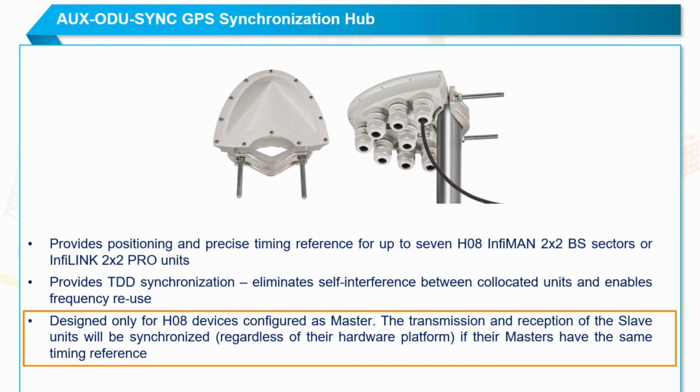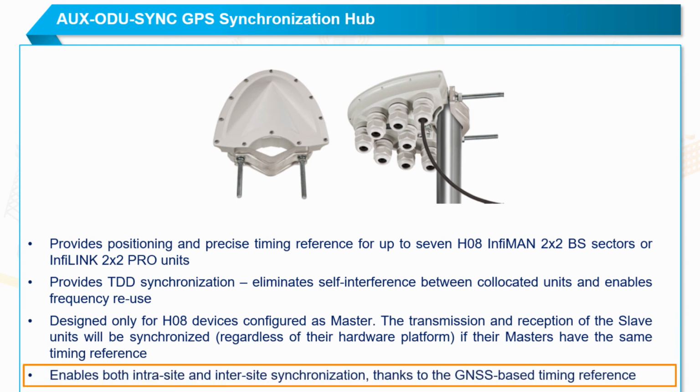Please note that the synchronization unit is designed only for H08 devices configured as master. The transmission and reception of all the CPEs or slave units will also be synchronized regardless of their hardware platform if their base stations or master units have the same timing reference. The timing reference of the auxiliary audio sync devices is GNSS based, so that you can perform not only intra-site but also inter-site synchronization. This means that you can synchronize not only the collocated devices, but also the base stations that are installed in different locations because their time reference will be the same.